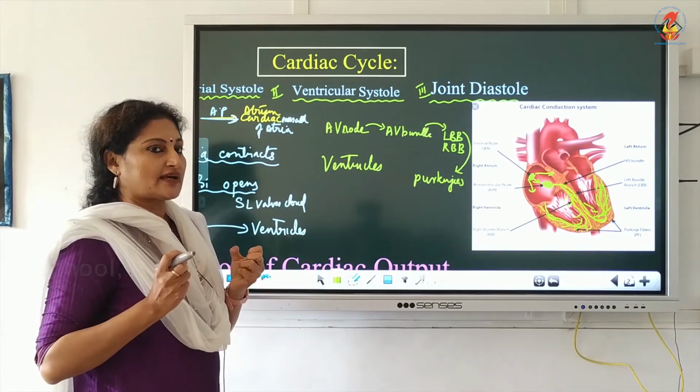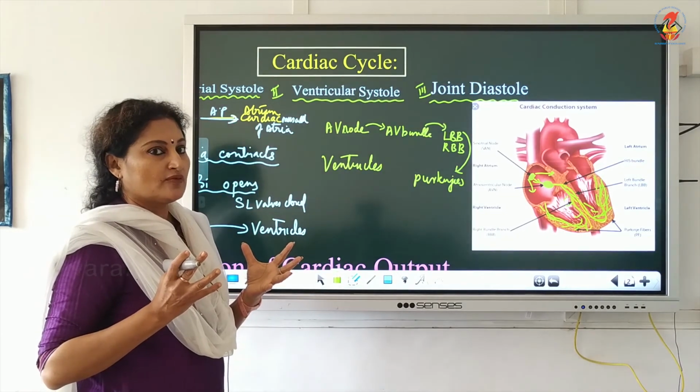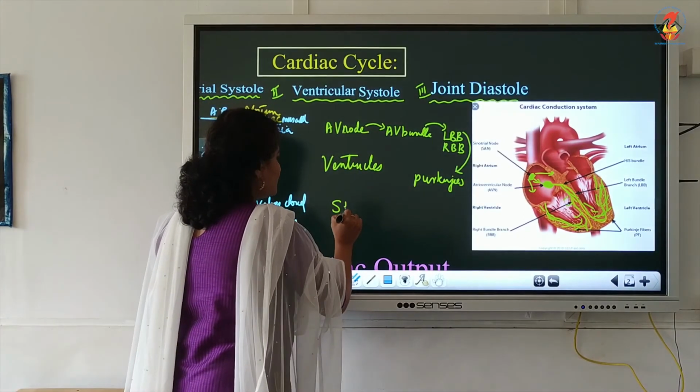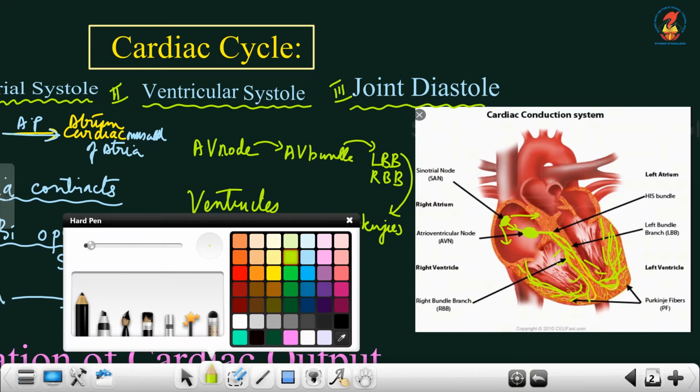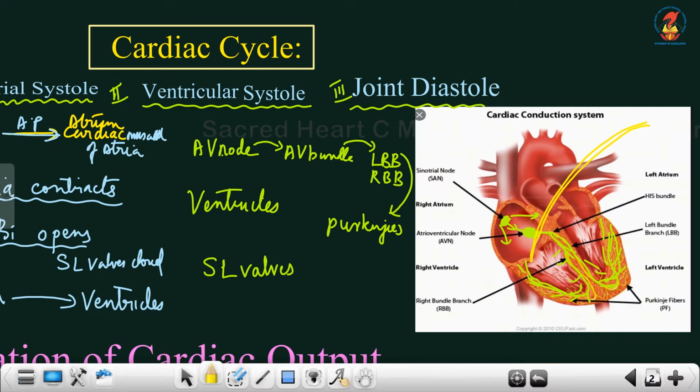Then use your common sense. When the ventricles contract, which valve will open? The valves called the semilunar valves. We know that these semilunar valves are guarding the aorta as well as the pulmonary artery. The pulmonary artery is leaving the right ventricle and going to the lungs, and the aorta is leaving the left ventricle and going to the different tissues. So here there is a valve, and here there is a valve, that opens.